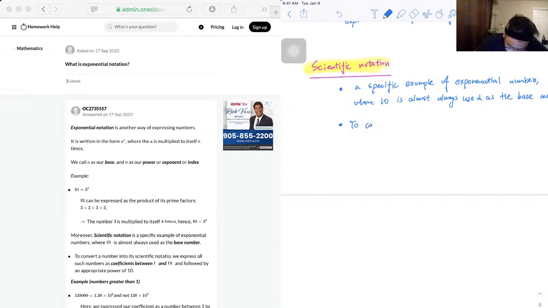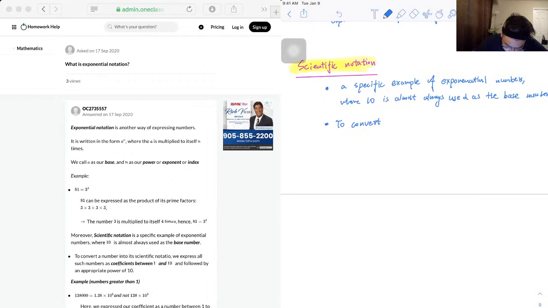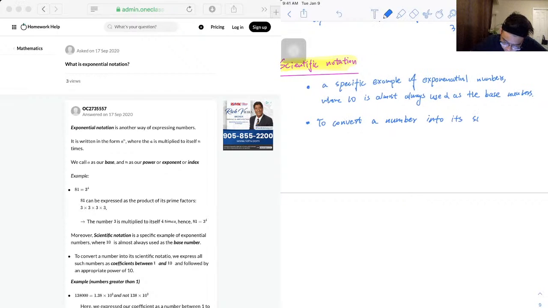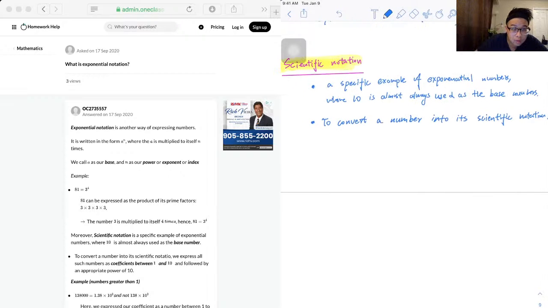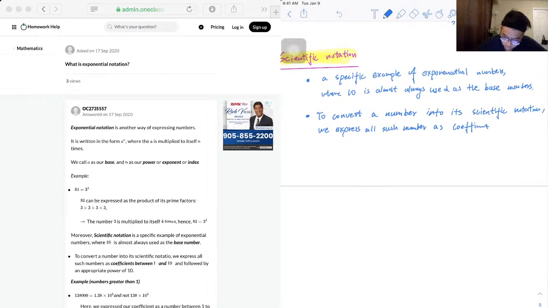So to convert a number into its scientific notation, we express all such numbers as a coefficient between 1 and 10, followed by a proper power of 10.